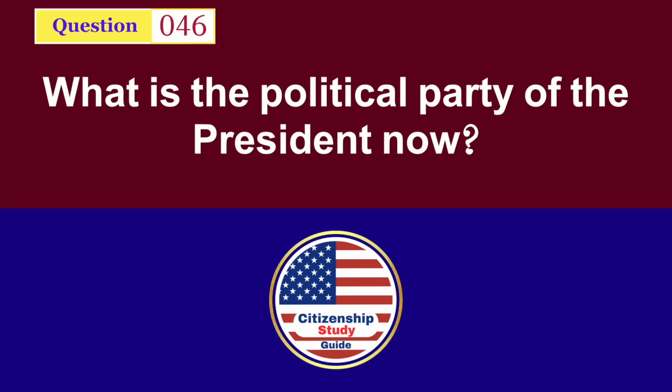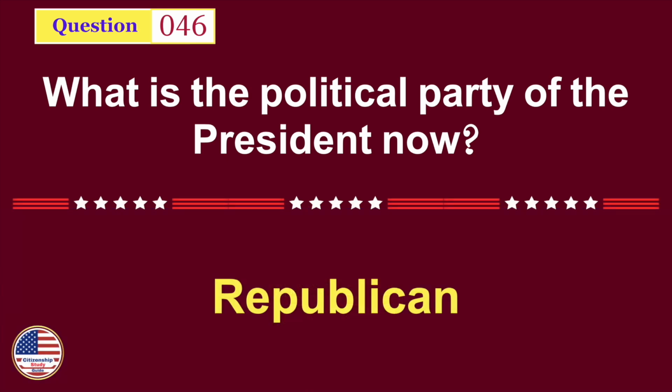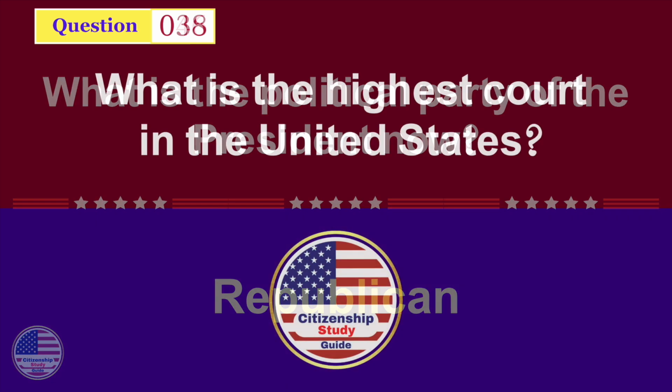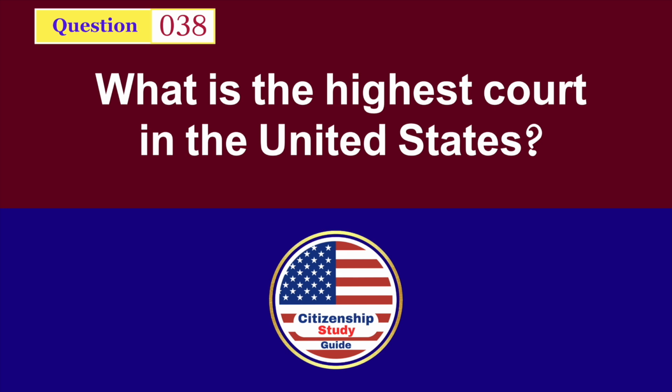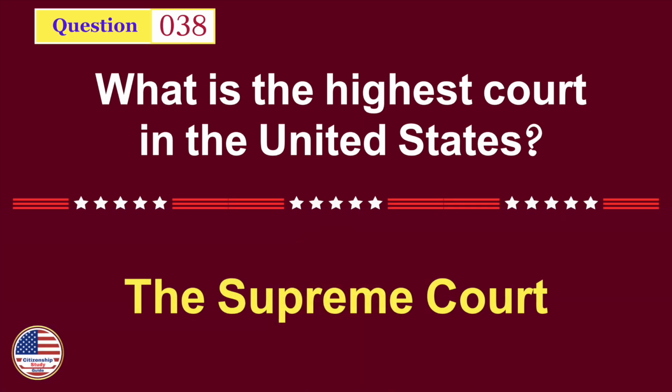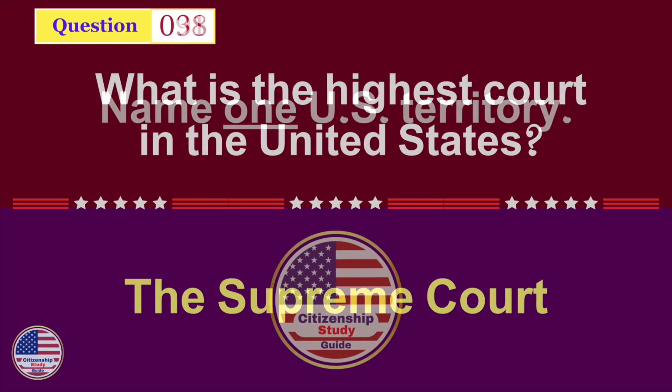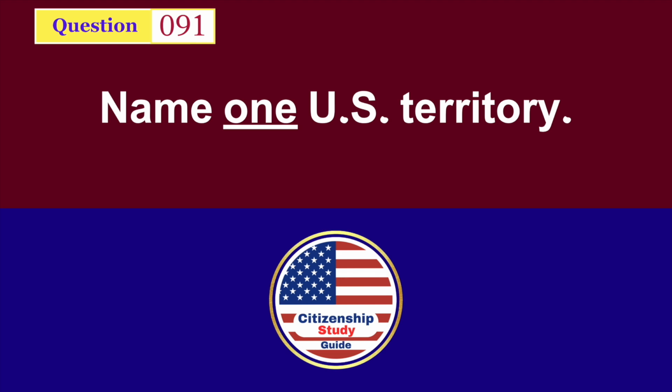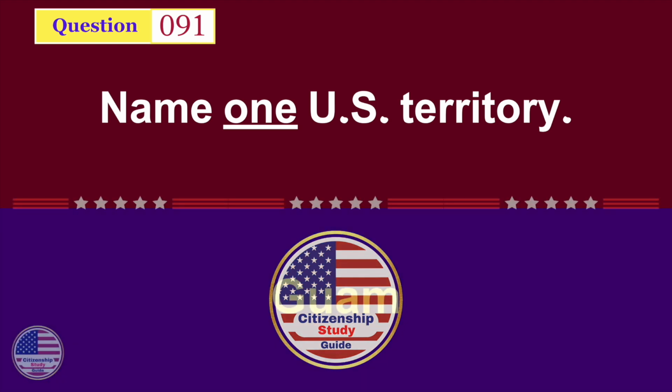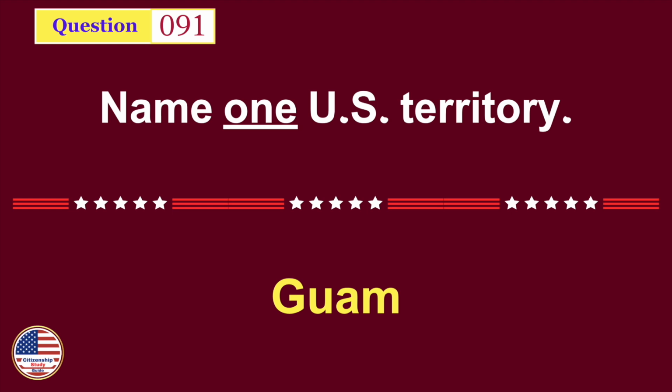What is the political party of the president now? Republican. What is the highest court in the United States? The Supreme Court. Name one U.S. territory. Guam.